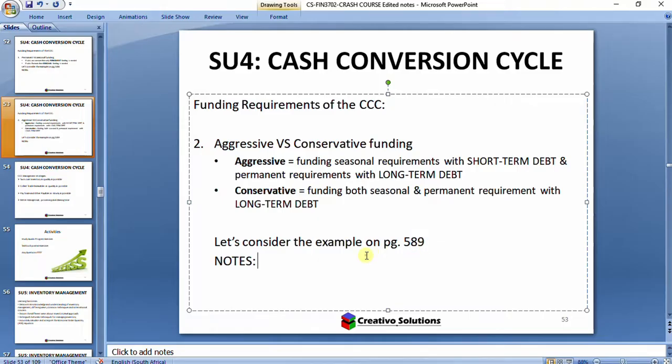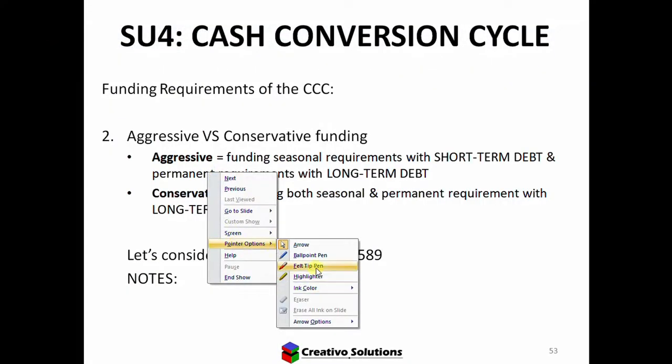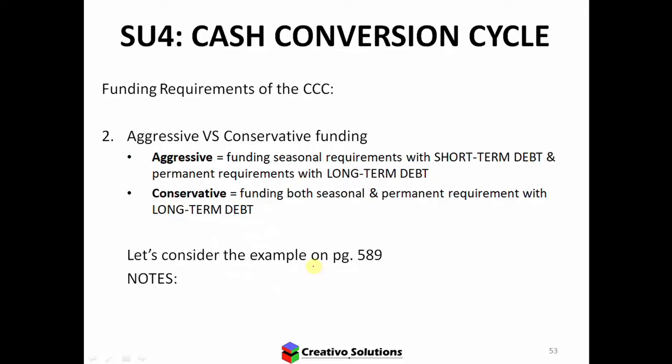Again, in the textbook, just after your diagram, on page 589, you have the permanent and seasonal funding. Just to use this example as a talking point, you will see the cost of short-term financing. Remember, the aggressive policy is using short-term debt to fund your seasonal requirements and long-term debt to finance your permanent requirements.